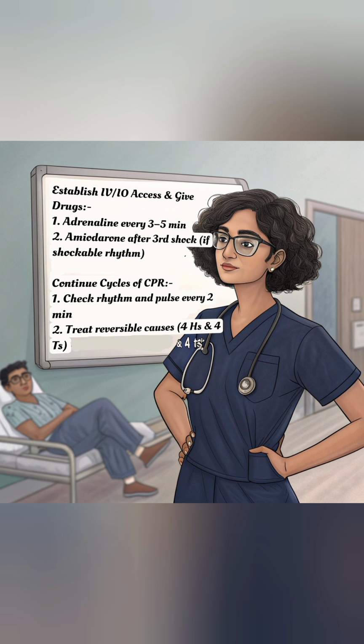What is the main drug in cardiac arrest? That is adrenaline. You give 1 milligram of adrenaline every 3 to 5 minutes. Start adrenaline as early as possible and give it as regularly as possible. If the rhythm remains shockable, add amiodarone after the third shock. Don't forget, search for and treat the reversible causes of cardiac arrest until there is return of spontaneous circulation.